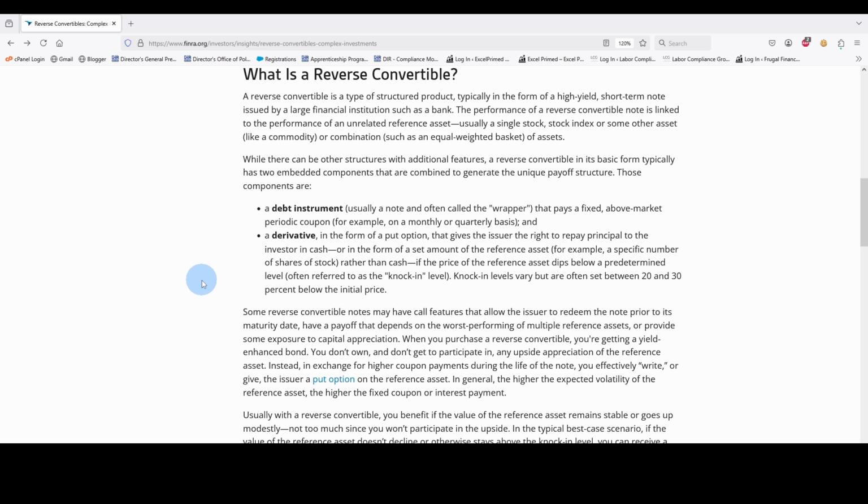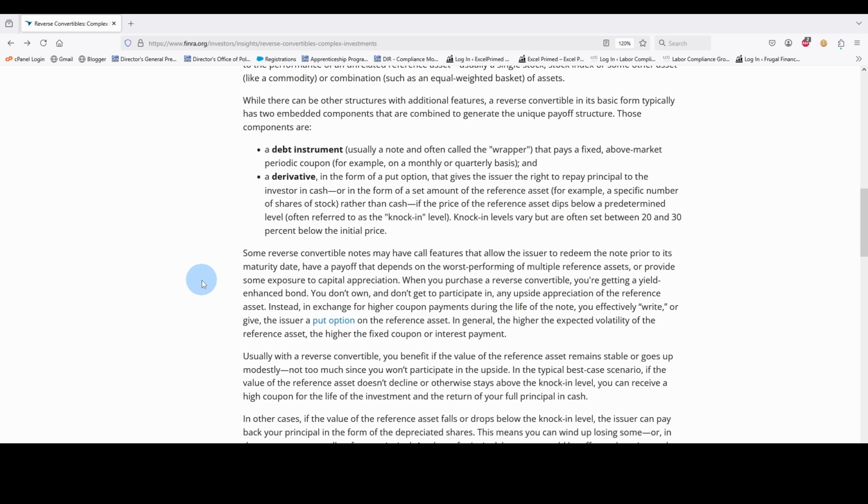Knock-in levels vary, but are often set between 20 and 30% below the initial price. Some reverse convertible notes may have call features that allow the issuer to redeem the note prior to its maturity date, have a payoff that depends on the worst performing of multiple reference assets, or provide some exposure to capital appreciation.